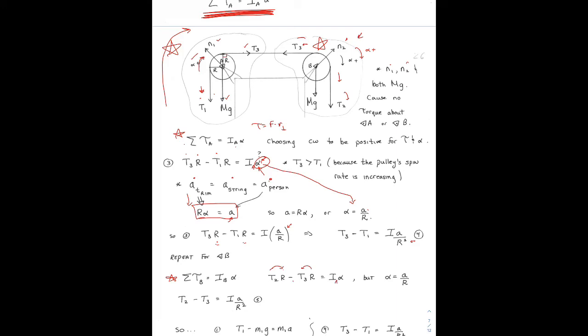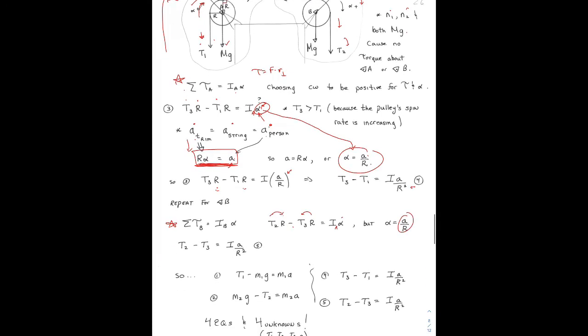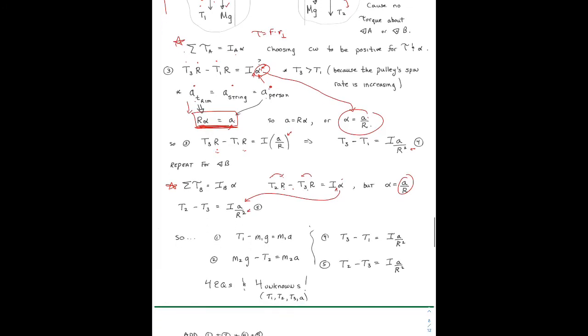And then I use that alpha is A over R. The acceleration of the person is the same as the tangential acceleration of the rim, so A is R alpha. Where I had my alpha here, I put in A over R, did that right there, and I divide it by R.